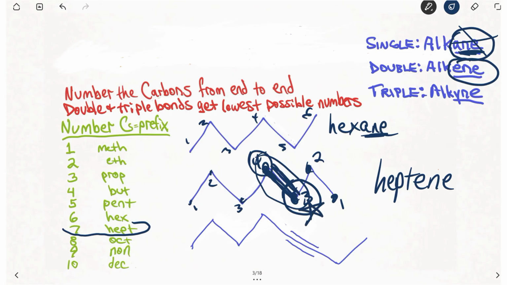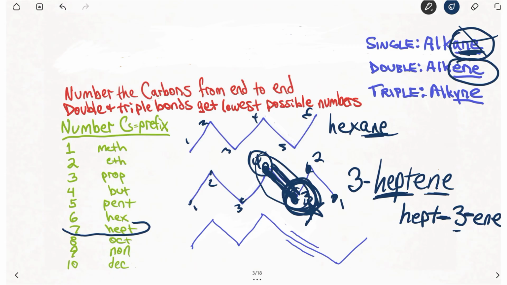And so we know there are 7 carbons in this chain, which is why we put hept. But the double bond, which is the ene, starts on carbon number 3. And so we want to put 3-heptene, or you can also write it as hept-3-ene. And you always put hyphens on either side of the number to separate the number from the letters. That's just a standard pattern.